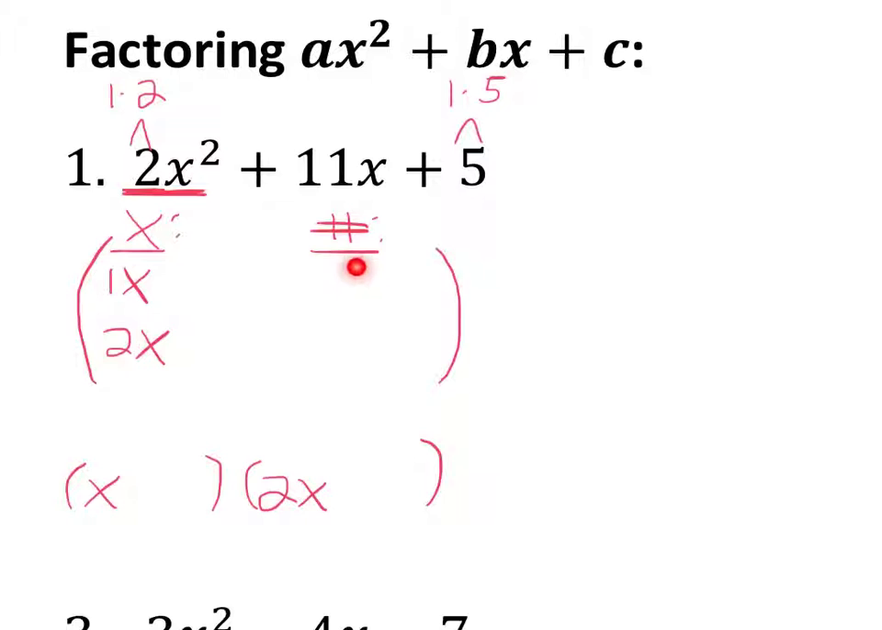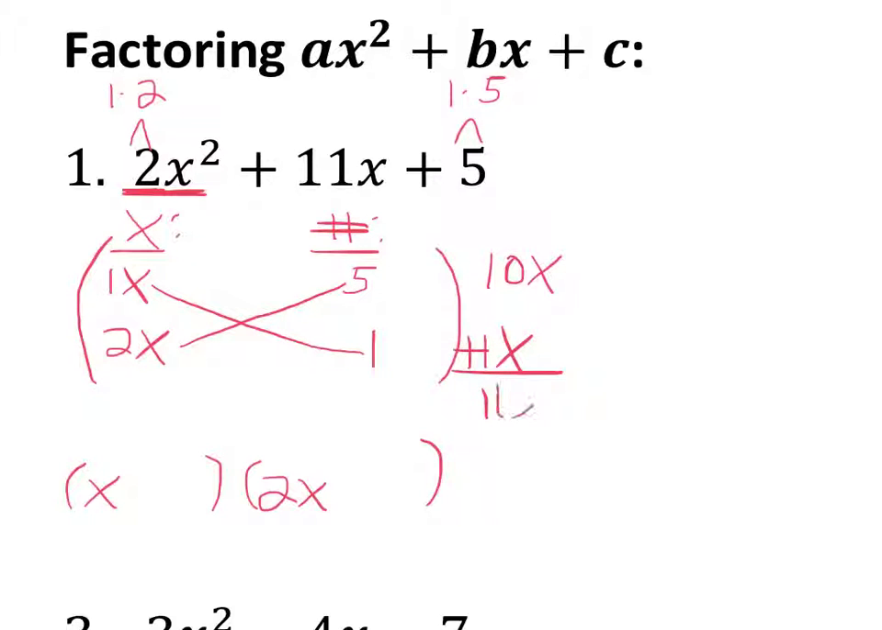What we want to do is put numbers here, then cross multiply, and then add the cross products. You'll know what I mean when I show you. I'm going to start out by having this work. I'm going to put 5 here and 1 here, and then cross multiply. So 1x times that 1 is just 1x. 2x times 5 is 10x. When we add these, it equals 11x. That's real important. This number that I just circled has to equal the middle coefficient. If it does, like it does in this case, then we've done this correctly.